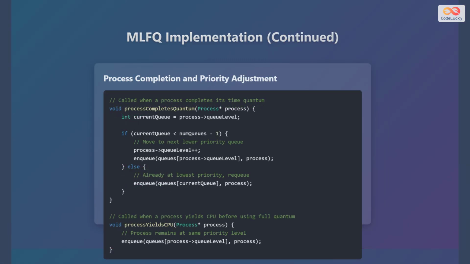Now, let's look at how process completion and priority adjustments are handled in our multilevel feedback queue implementation. This function is called when a process completes its time quantum. If the current queue is not the lowest priority queue, the process is moved to the next lower priority queue. Otherwise, it is requeued in the same queue. The function process yields CPU is called when a process yields the CPU before using its full quantum. In this case, the process remains at the same priority level.